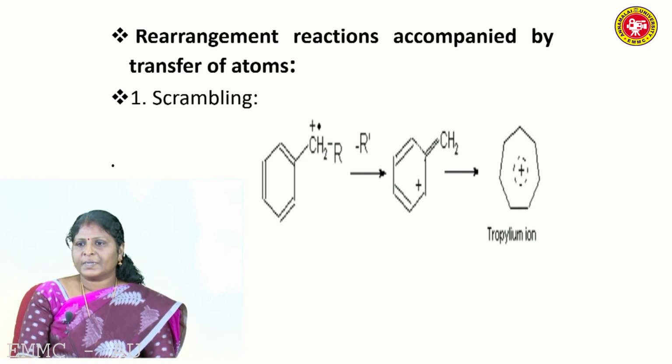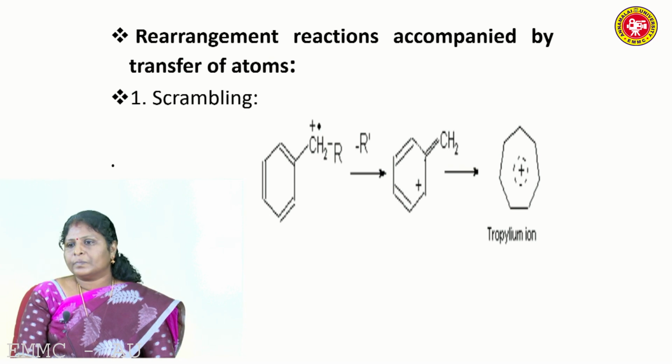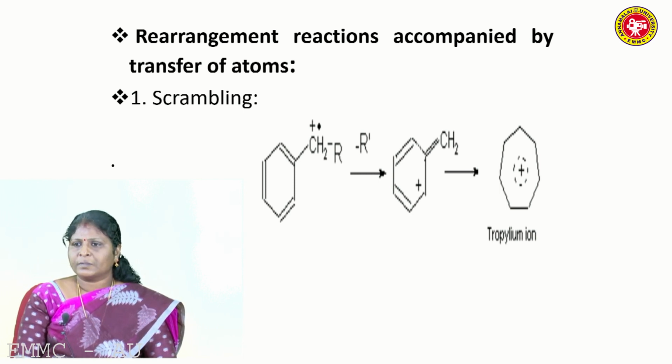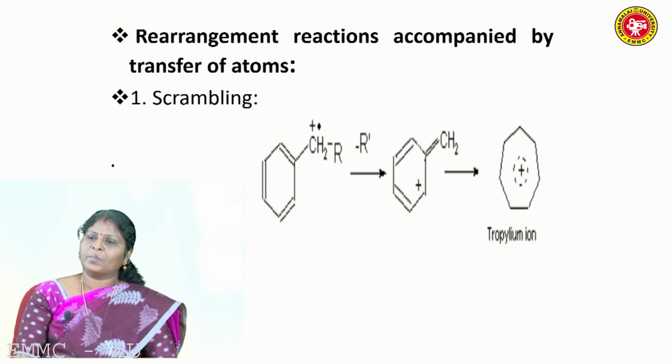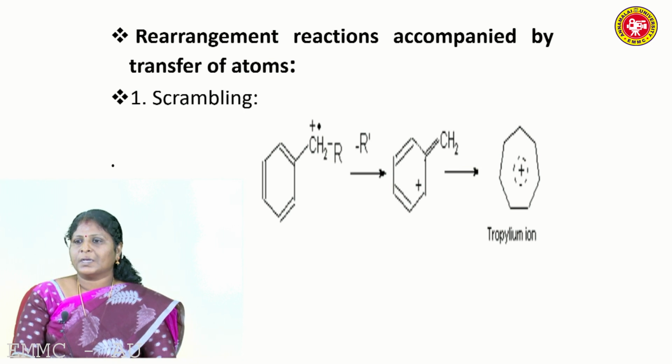Rearrangement reactions accompanied by transfer of atoms. The example given is a benzylic compound having a benzylic group, where R may be some other alkyl group. In the case of a benzylic system, the cleavage is always a beta cleavage, that means the bond which is beta to the charged site may undergo cleavage. That means the cleavage is actually a homolytic cleavage. Thereby it produces a benzylic cation, and the R group is removed as an alkyl radical, whether it is a methyl group or some other alkyl group.